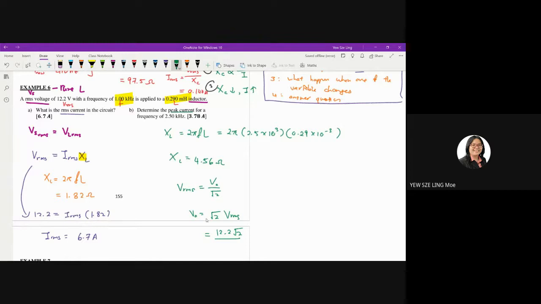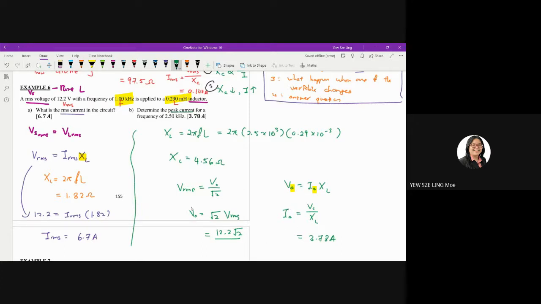And then from here, we apply V naught equals I naught XL. Make sure they are coming from the same family. So I naught is equal to V naught over XL, which is then equal to 3.78 ampere. Okay, 3.78 ampere. So that is how you solve it.